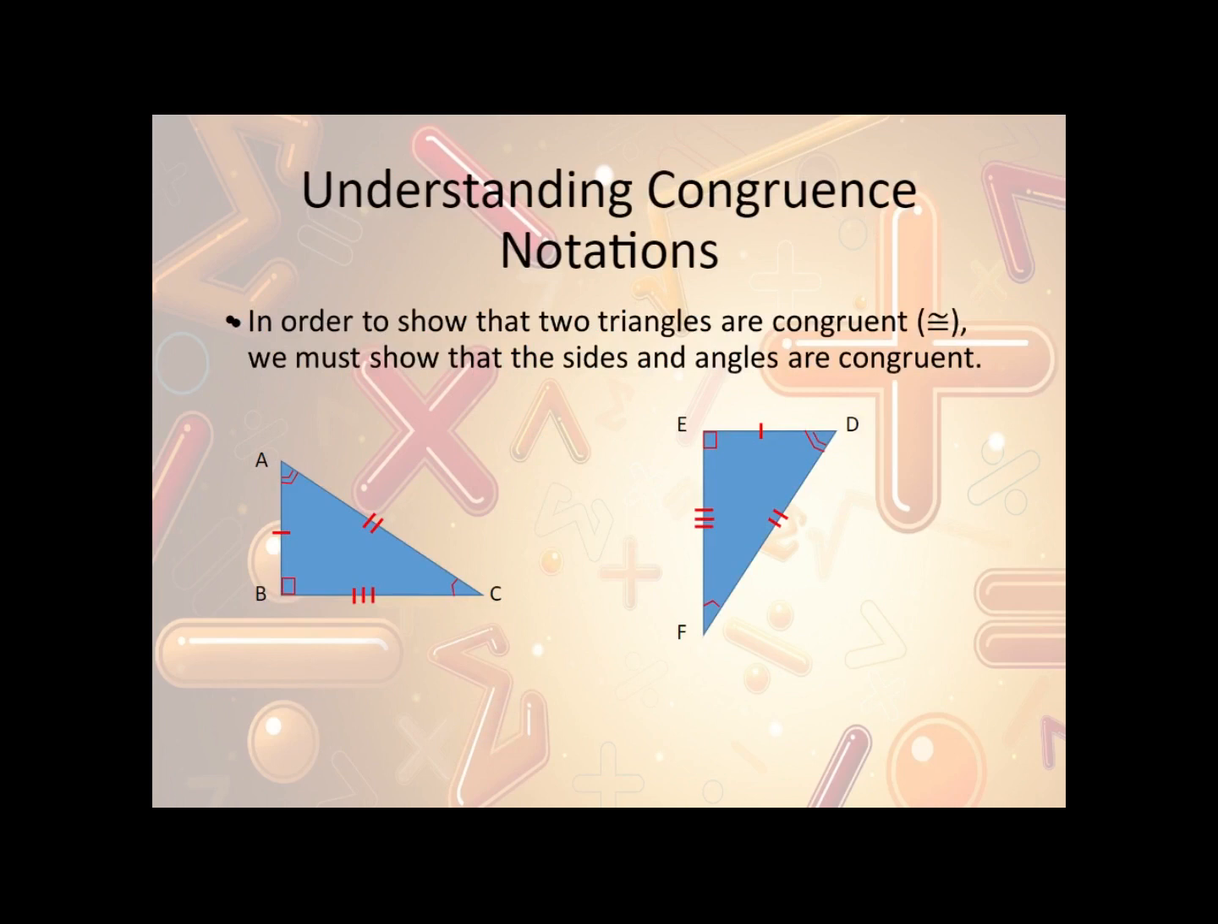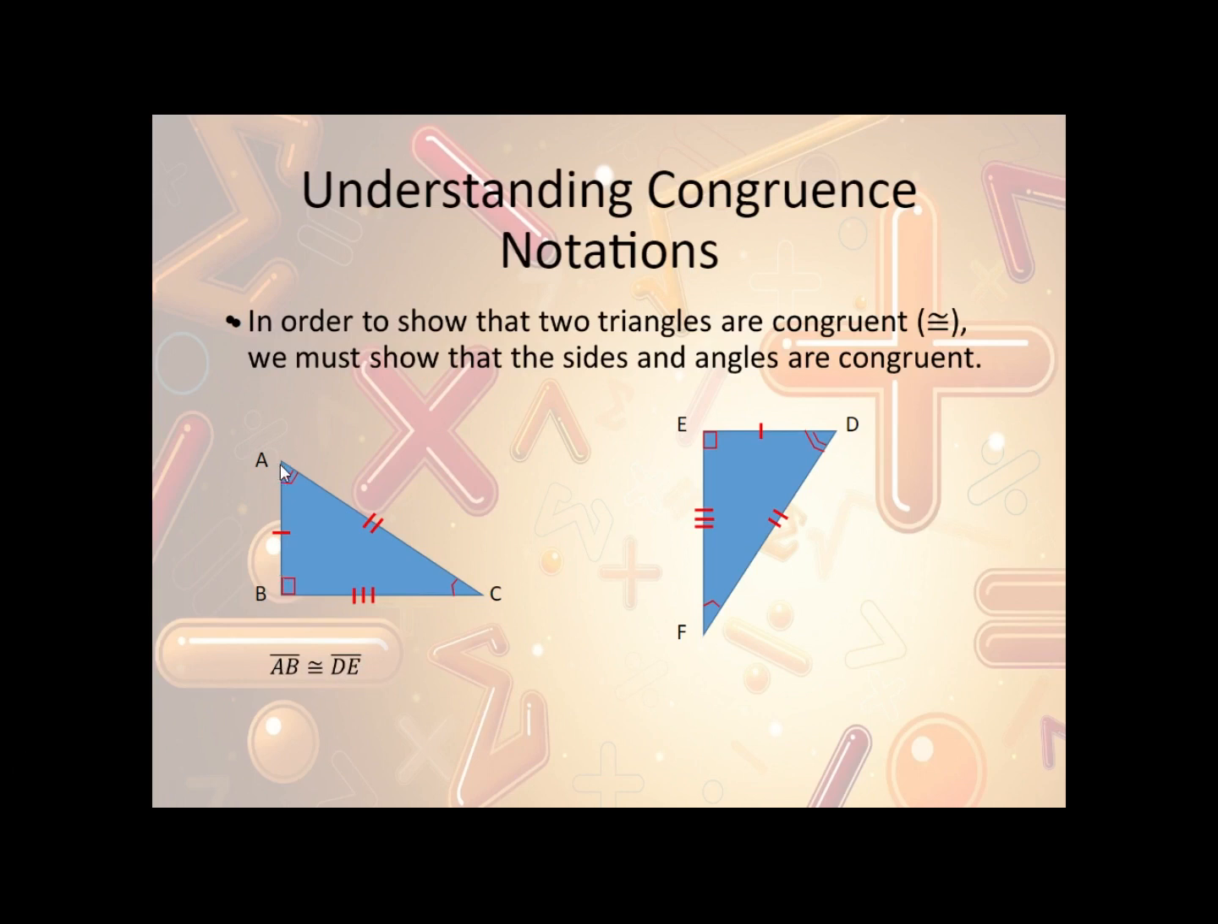Now, understanding congruence. In order to show that two triangles are congruent, we must show that all the sides and all the angles are congruent. So first we need to state the parts that are congruent. We have AB here with a single dash, and we have DE here with a single dash, so those are congruent. Now notice, I said AB is congruent to DE. I didn't say AB is congruent to ED, because that is not a true statement. In order to make a true statement, I need to follow along with the corresponding parts.